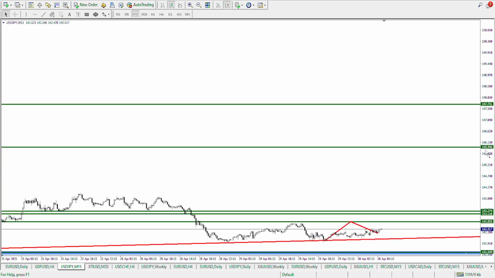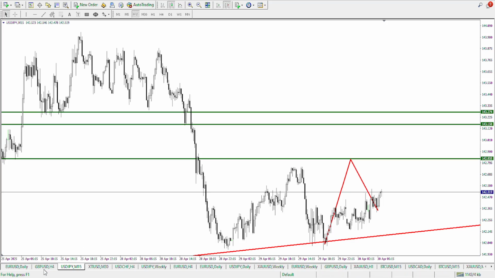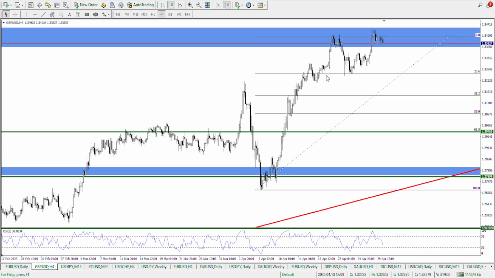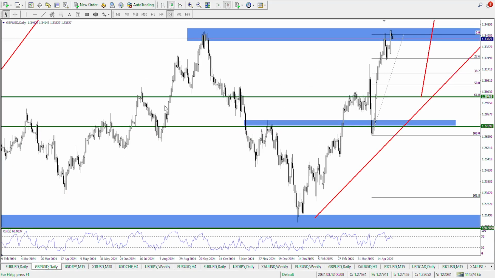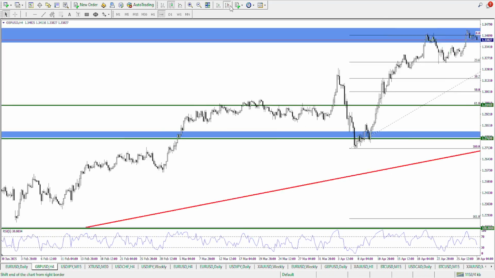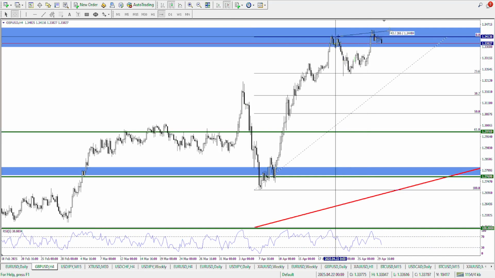So these were some plans on the dollar yen. Now move on to the pound US dollar, and on the pound US dollar, if we see daily time frame at a resistance zone, very nice, and the H4 zone, well, a double top is created, but obviously we cannot just sell on the basis of this double top.